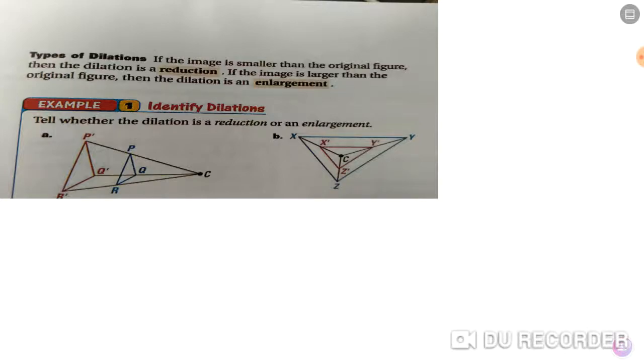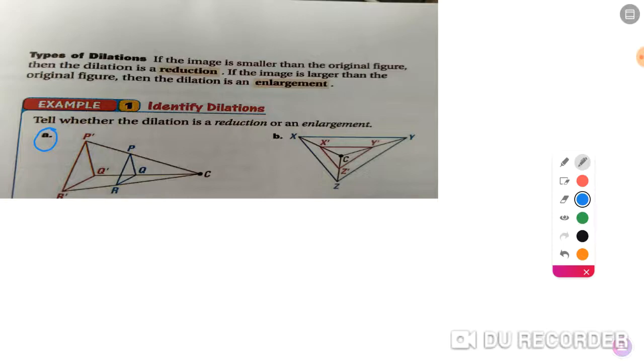Here, guys, we have the definition of the two types of dilation. If the image is smaller than the original figure, then the dilation is a reduction. Vice versa, if the image is larger than the original figure, then the dilation is an enlargement. And these two examples are going to make it very clear. So let's think about example number 1. A. Tell whether the dilation is a reduction or an enlargement.